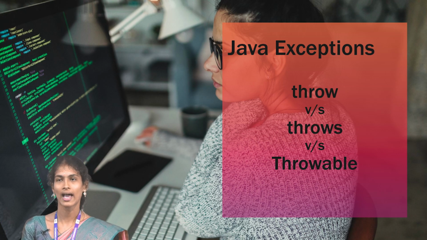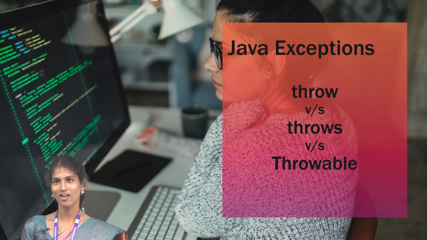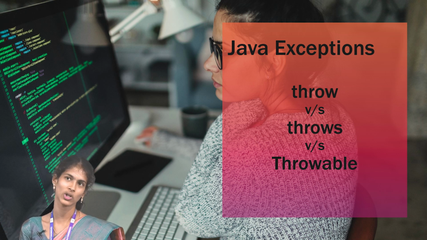When an exception occurs within a method, it creates an object. This object is called the exception object. It contains information about the exception and the state of the program when the exception occurs.